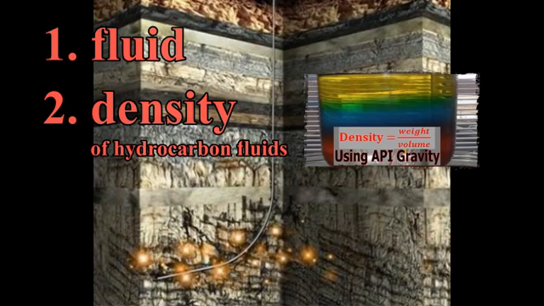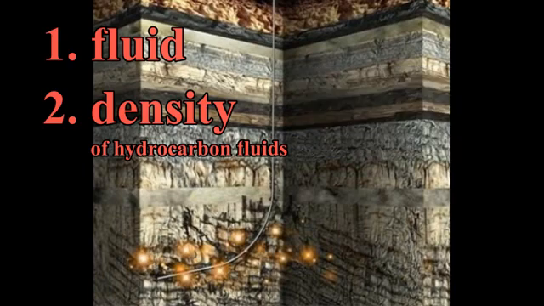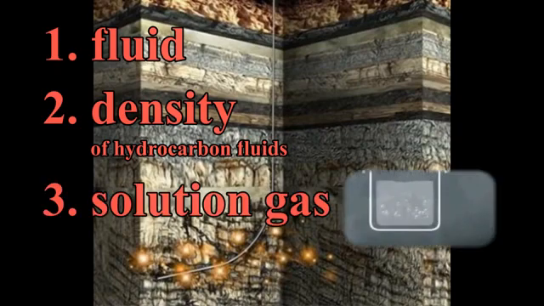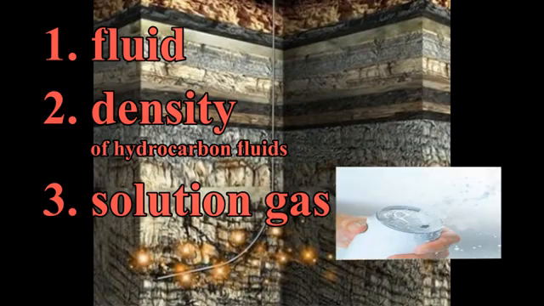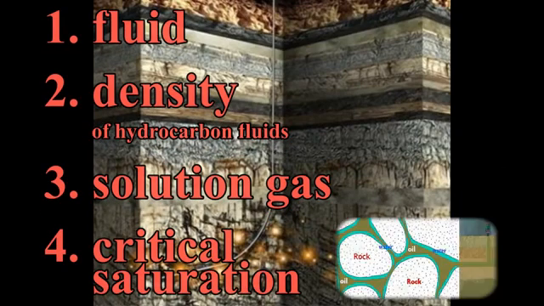For that, we use API gravity. Always stated in degrees, API gravity is figured by comparing the density of oil with the density of water, which is pegged at 1. Number 3. Solution gas is liquefied gas that converts back to gas when pressure is lowered. 4. Critical saturation is the point where the percentage of oil in the fluid is high enough to make a continuous medium, allowing the oil to flow.